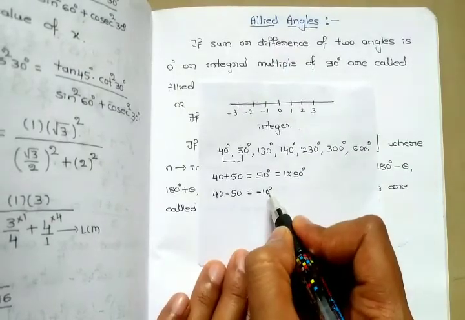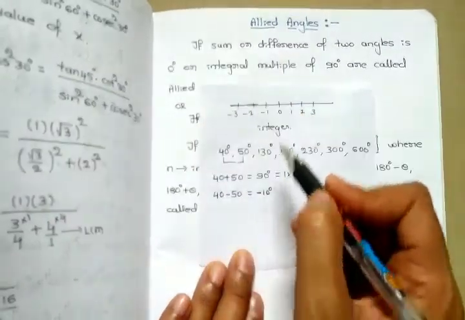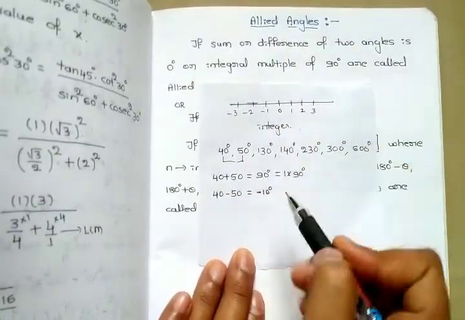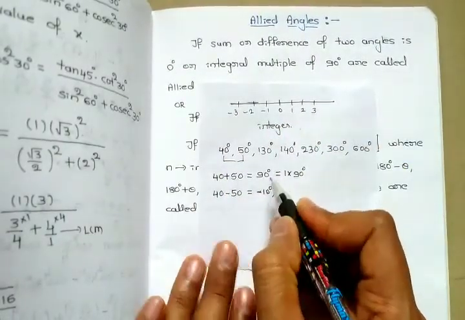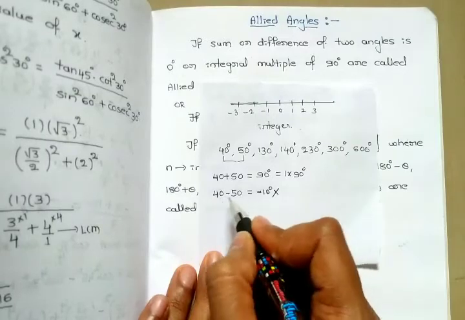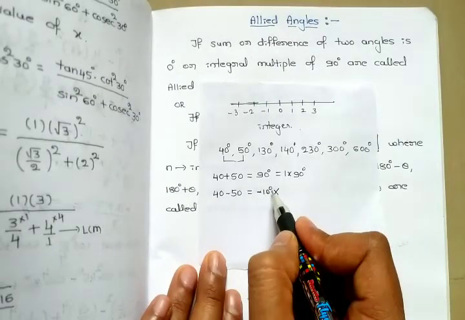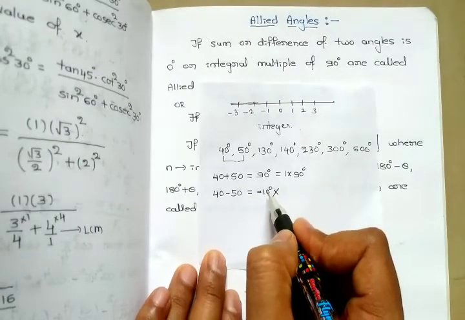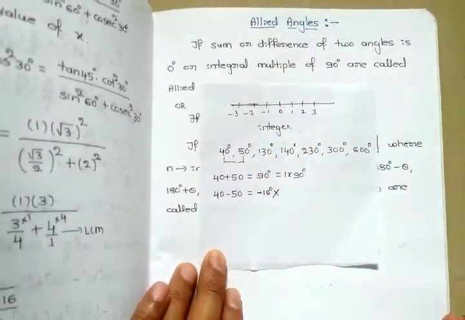But if I do 40 minus 50, that time you will get minus 10 degree. But minus 10 degree is not 0 degree, and it is not an integral multiple of 90 degree. So remember, 40 minus 50 gives minus 10 degree, so this is not an allied angle.